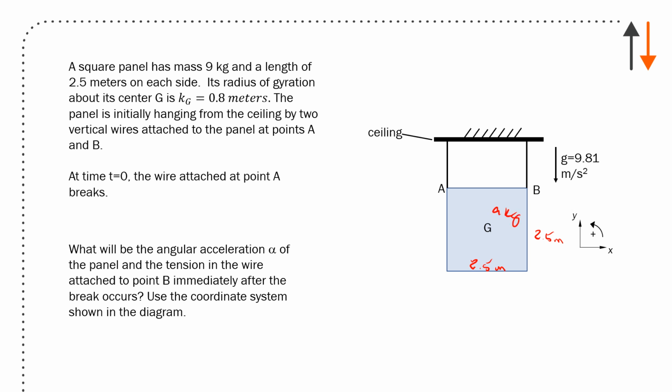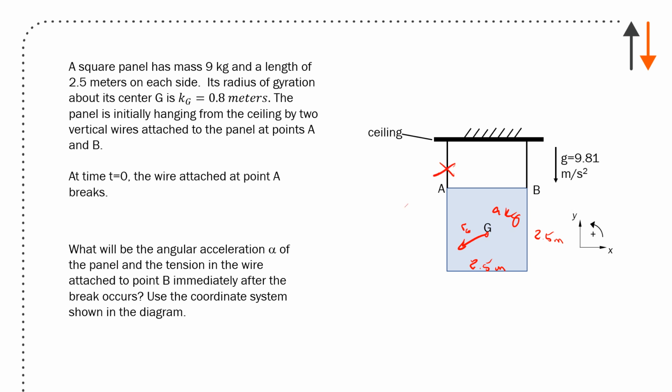Its radius of gyration about its center is 0.8 meters. So we could just do that. Radius of gyration, RG or KG. The panel is initially hanging by 2 vertical wires attached to the panel at points A and B.